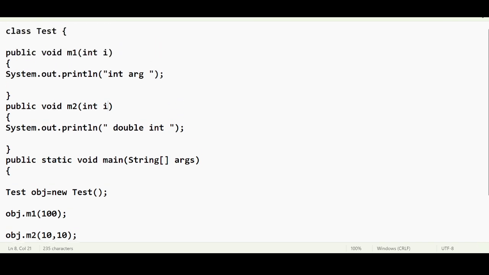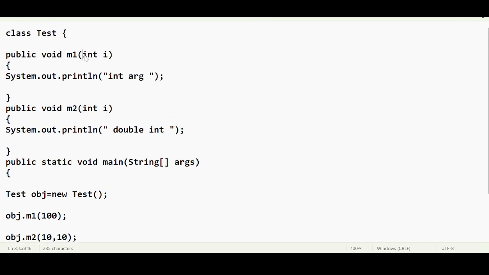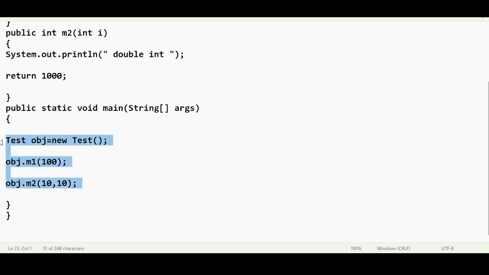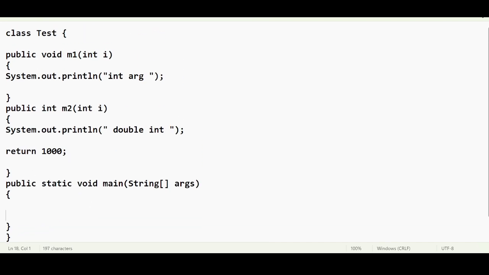Here I am taking integer I. Here also I am taking integer I. Here instead of void I am taking a return type as integer. Since this is an integer, I am passing some value to return, so that this method will be completed. If I ask you, is there any duplicate method signature here? Yes or no? What would be your answer?